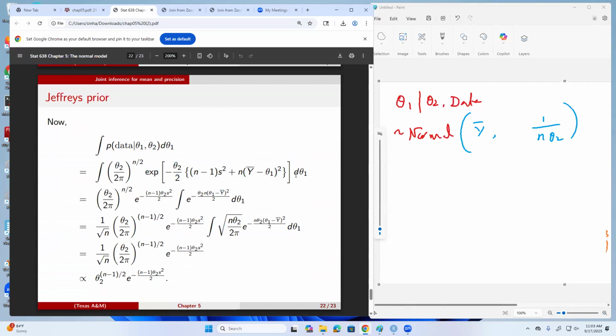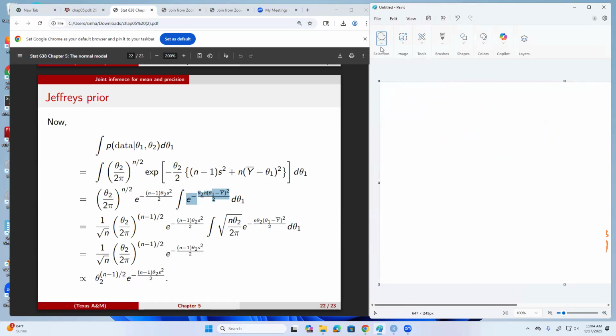Remember, we are integrating out theta 1. So this guy has nothing to do with it; I just take it outside of the integration and keep this guy inside. When you do the integration of this guy, what happens? Keep in mind, these are the learning things we are doing. A lot of learning happens here. Integration of this thing. Okay, so let's see.